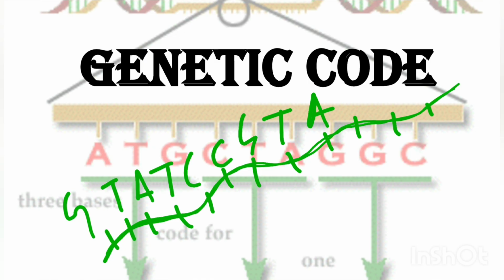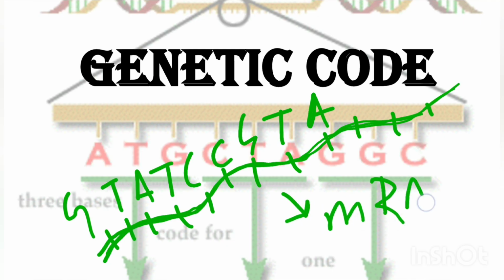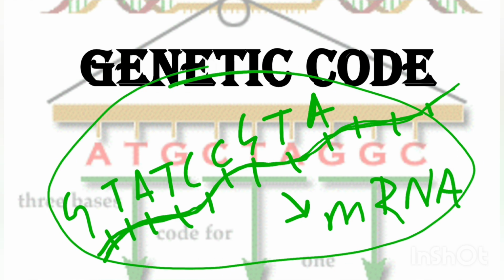During protein synthesis, this DNA sequence is converted into mRNA. A particular DNA sequence is converted into mRNA by the process of transcription inside the nucleus. Then mRNA enters the cytoplasm outside the nucleus to form a specific protein by the process of translation.